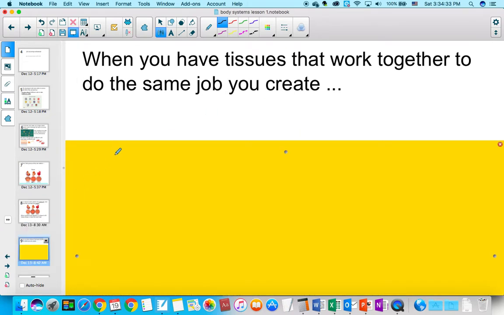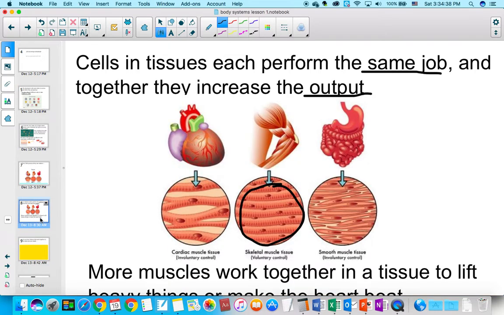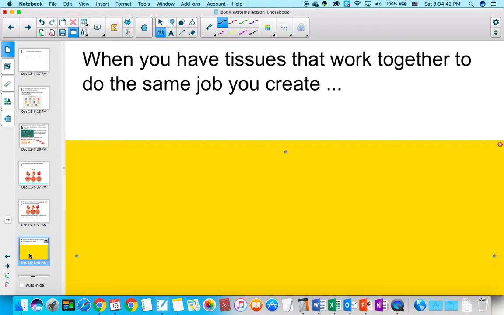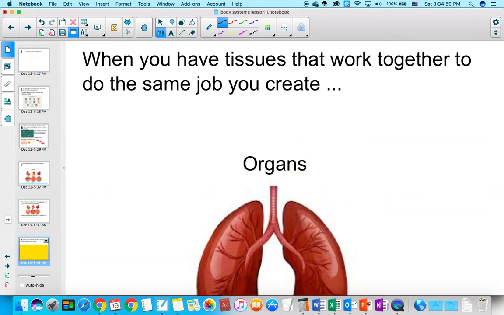So when you have cells that work together and do the same job, you call that a tissue. Well, what if you have a bunch of tissues doing the same job? You have all these clumps of cells doing the same job, and then you start adding those clumps upon other clumps of cells doing the same job. What do you call that? Tissues working together to do the same job make an organ.